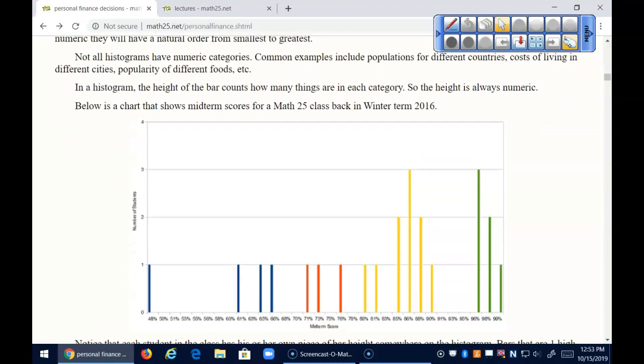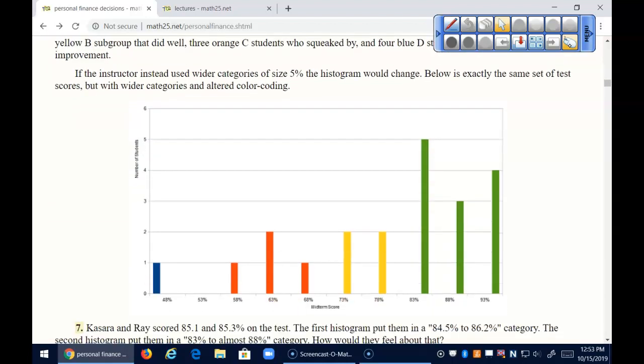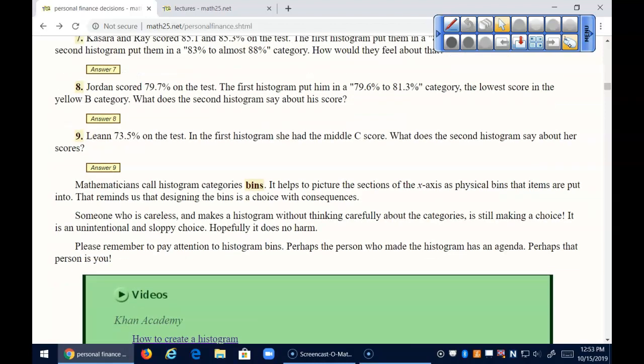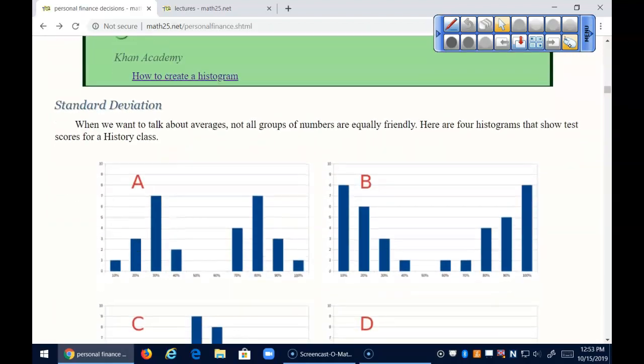So that one, the bins are smaller. Fewer students fall in each bin. It spreads them out more. This one, the bins are more than twice as big. More students are collected in each bin. And that looks very different. Okay, there's some problems I'm going to skip over here. So there's the word bin.